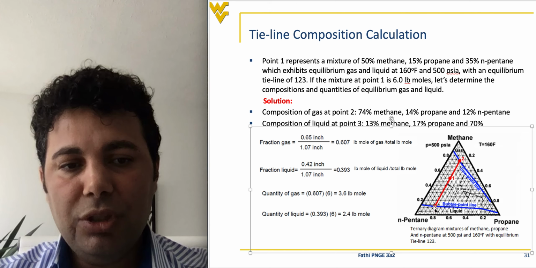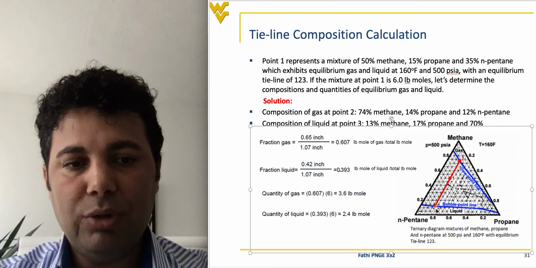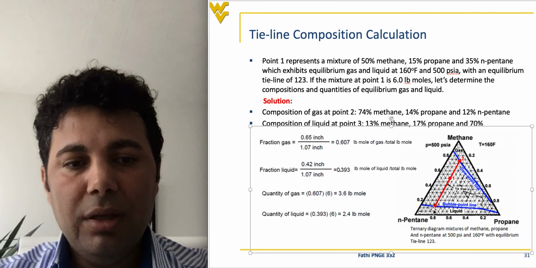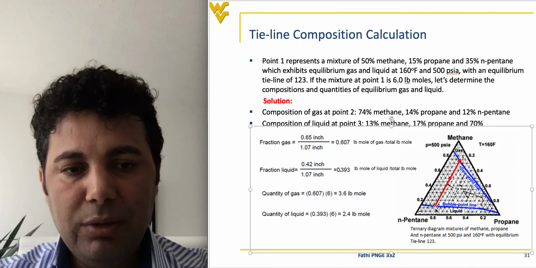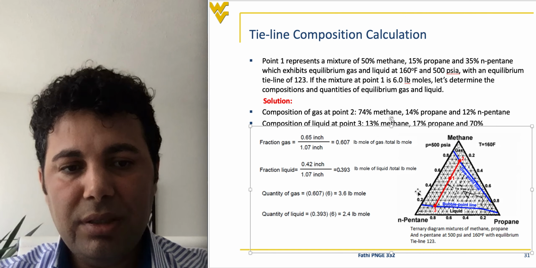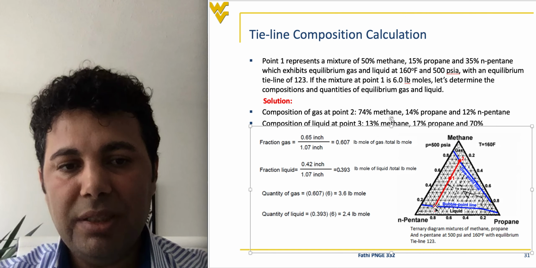What about the composition of saturated liquid? So point 3 is at the bubble point line. So that's my saturated liquid point. So again, point 3 on this lateral has 0% methane. So 5%, 10%, it's between 10 to 15. So the precise number is 13%. So I have 13% of methane.